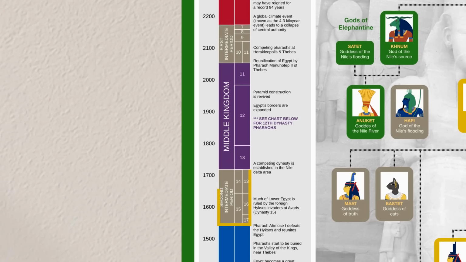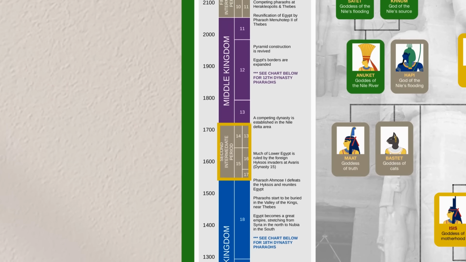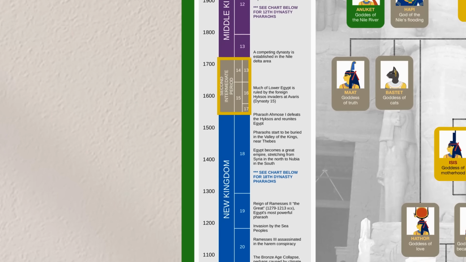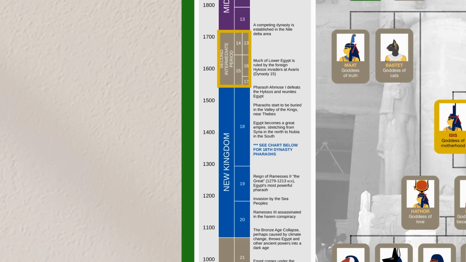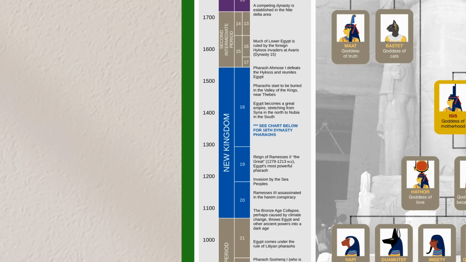It was during this second intermediate period that a foreign people group from West Asia entered Egypt and took control. They are known as the Hyksos, and they ruled Lower Egypt as the 15th dynasty. However, Pharaoh Ahmose I, founder of the 18th dynasty, was eventually able to expel the foreign Hyksos, reunite Egypt, and establish the New Kingdom, centered on Thebes in Upper Egypt.